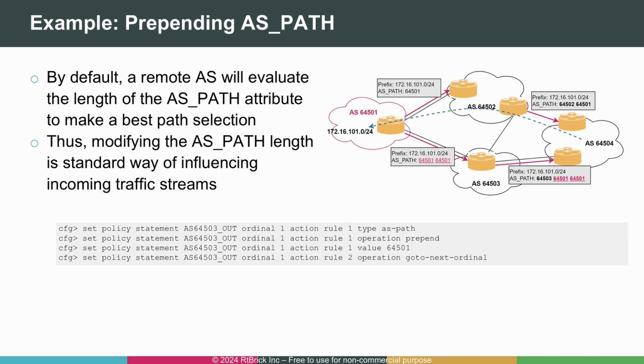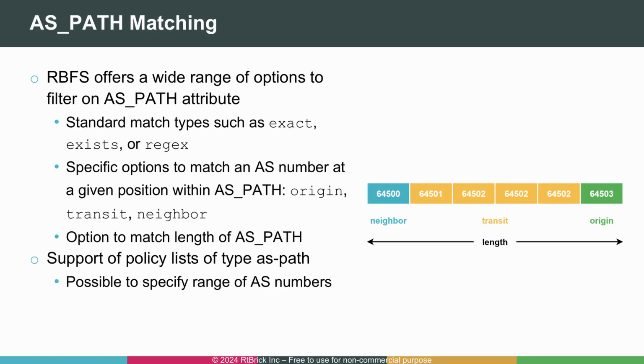Alright, to wrap things up, I've summarized the configuration steps that we just went through for your reference. In addition to manipulating the AS path attribute, there are various use cases where filtering based on entries in the AS path is necessary when receiving BGP updates. The policy framework supports standard match types such as exact, exists, and regex to handle different scenarios.